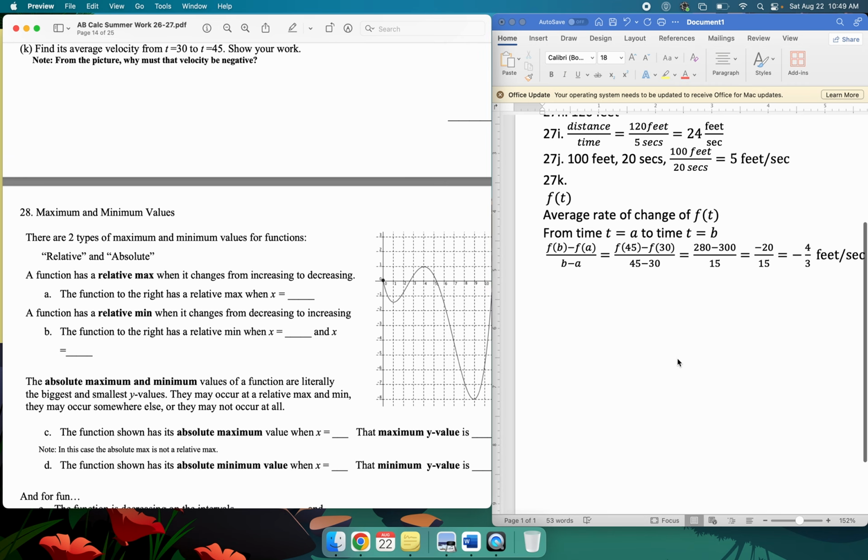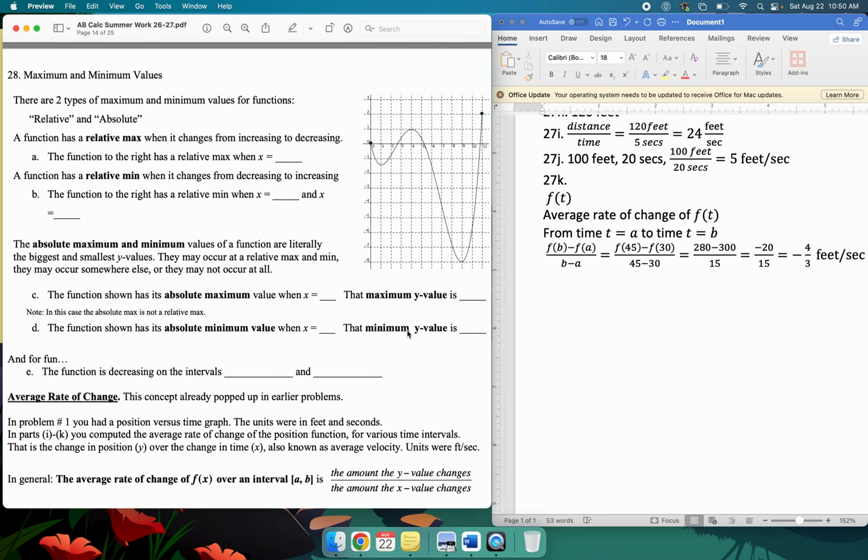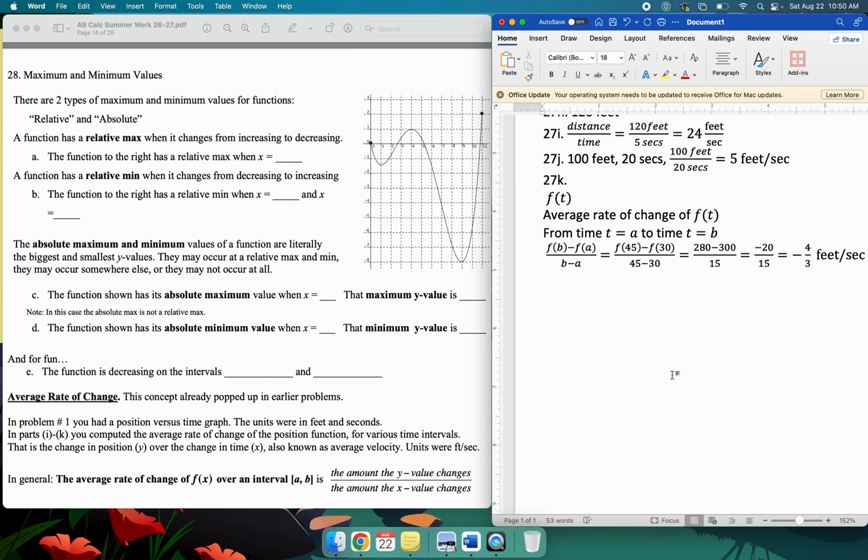Okay, so that brings us to 28, maximum and minimum values. This is the difference between relative and absolute. A relative maximum occurs when a function switches from increasing to decreasing. That's a little bit of a complicated definition. A relative maximum is basically just the top of a hill. So if you look right here, that's the top of a hill. But if you'll notice, that does match the definition we give you. That's the location at which the function switches from increasing to decreasing, because at first it's increasing, and then at that moment it switches to decreasing. So this function has a relative maximum at x equals 4, certainly.